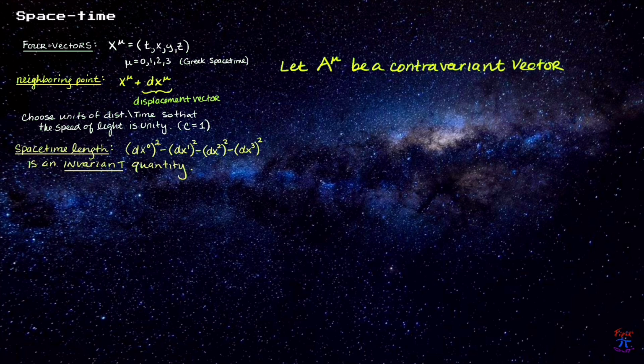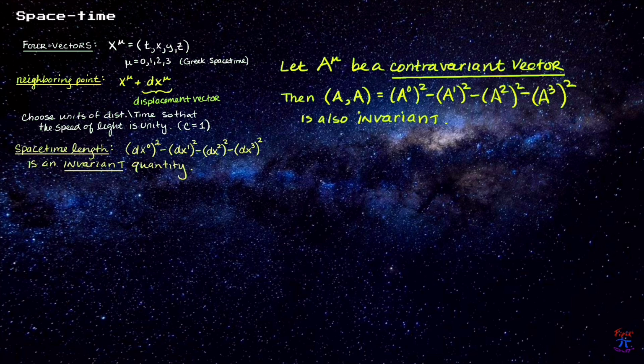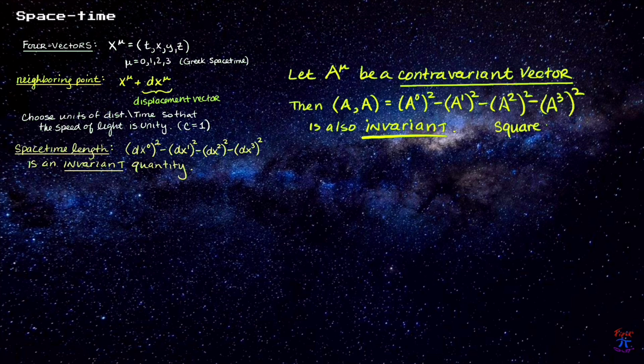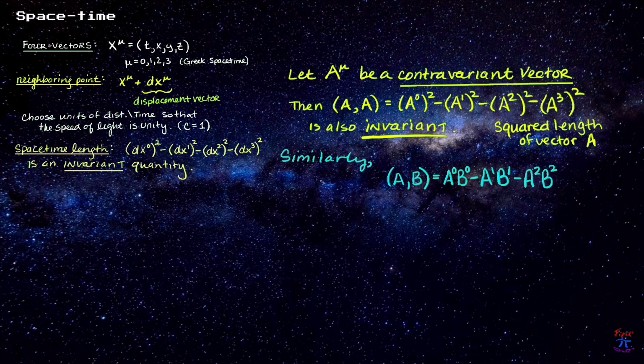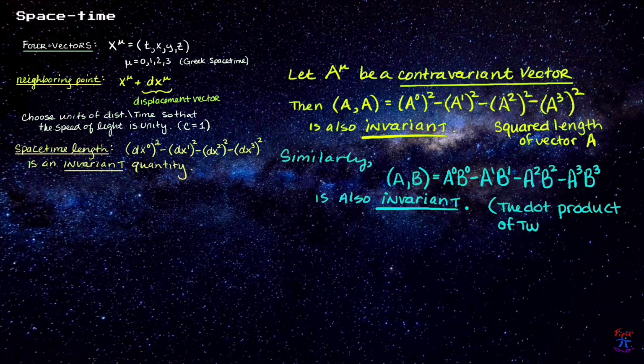Now for any set of four quantities a sub mu being a contravariant vector, its squared length can be written in this way, and this is also an invariant. So the concept of invariance is very important in tensors, and this again represents the squared length of the vector A. In a similar fashion, we can define the dot or inner product of two vectors A and B in this way, and this is also an invariant. So the dot or scalar product of two vectors is invariant.